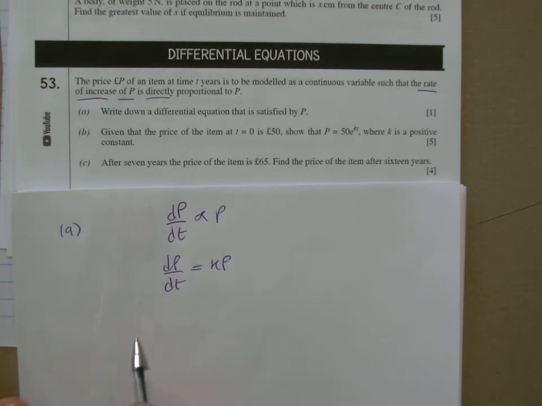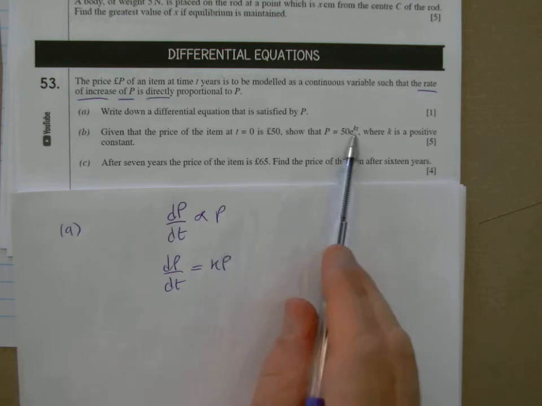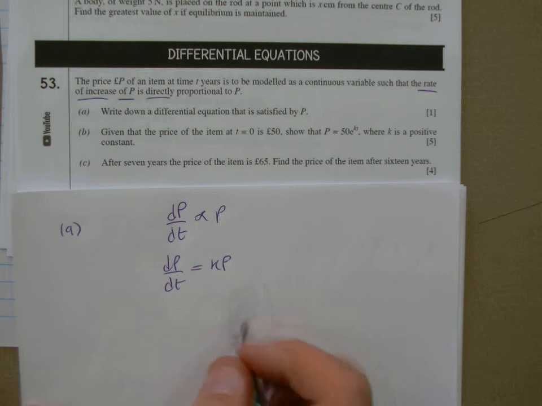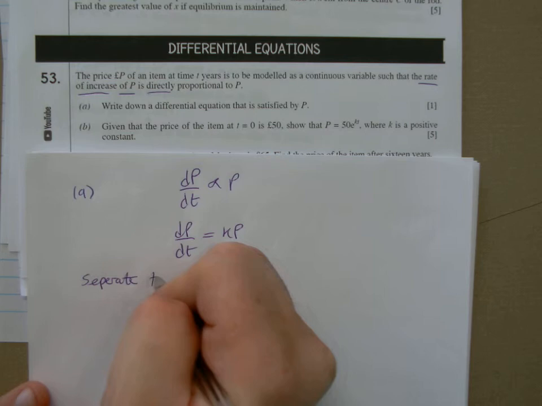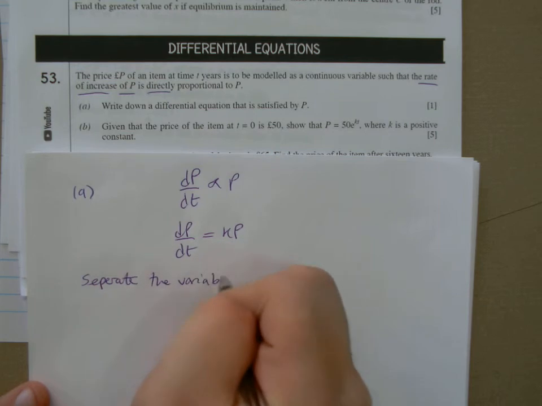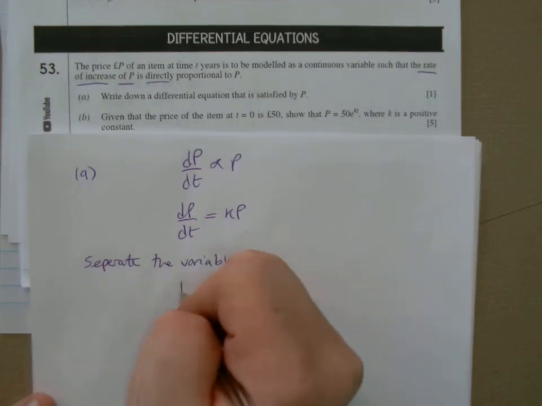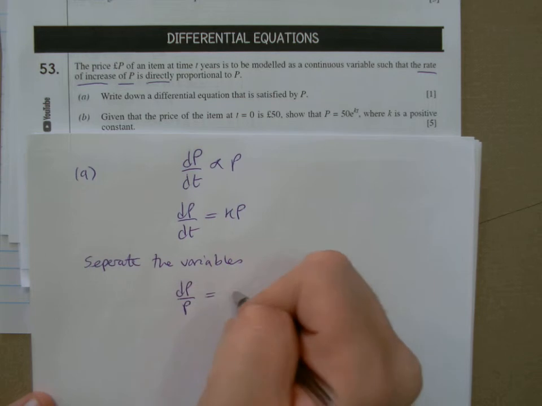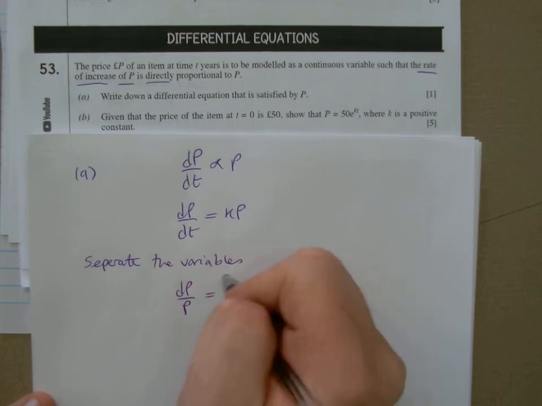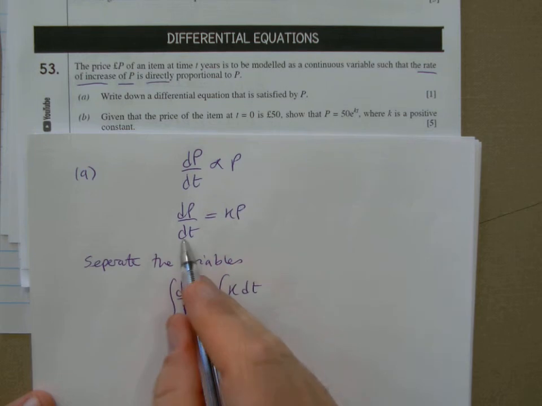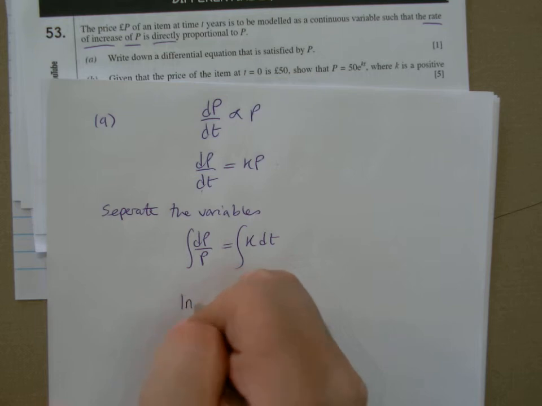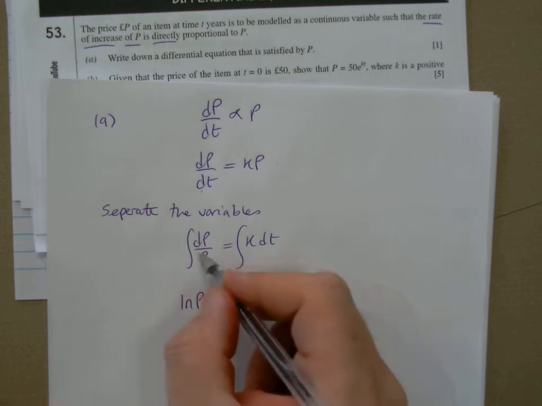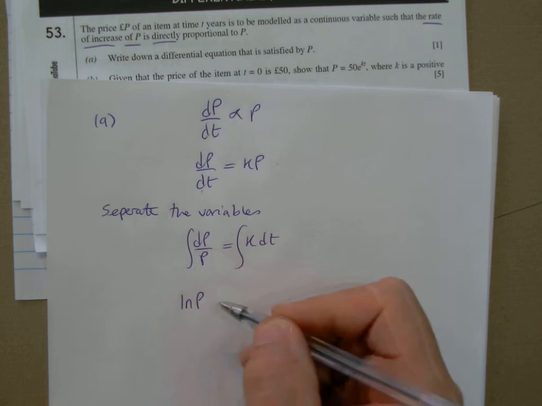Part B then is given that the price of the item at t equals 0 is £50, show that P equals 50e to the kt, where k is a positive constant. So what I'm going to do here now is separate the variables. So I'll have dP by P equal to k dt. So we'll have integrals both sides. So taking the P down, dt up. Then the integral of this will be ln P, because it's 1 over P dP, so that becomes ln P.